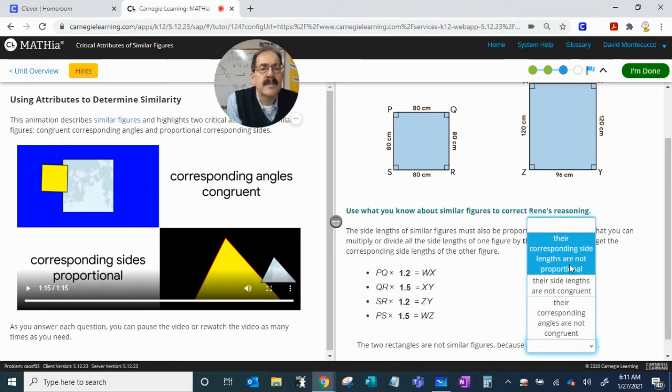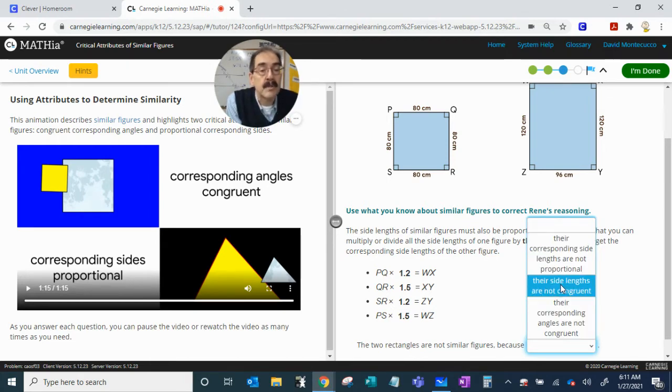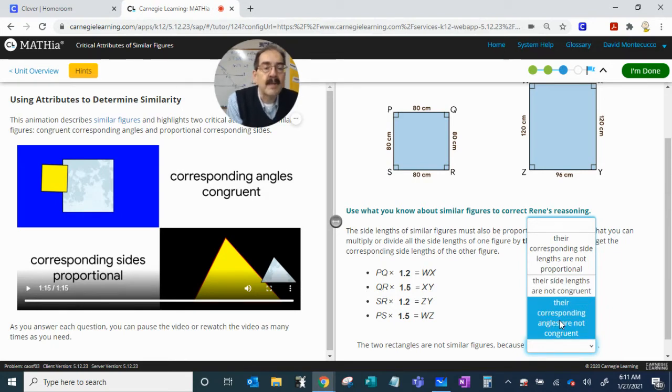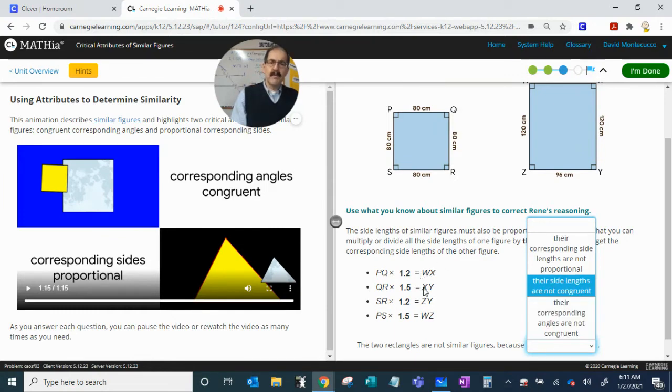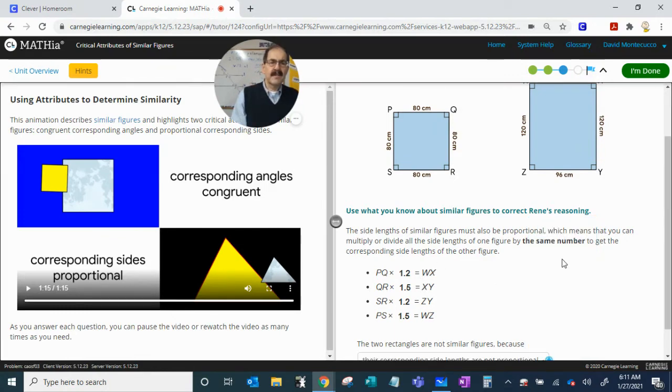Their corresponding side lengths are not proportional. Their side lengths are not congruent. The corresponding angles are not congruent. But we're talking about proportions, and we had this 1.2 and 1.5. So let's try this one.